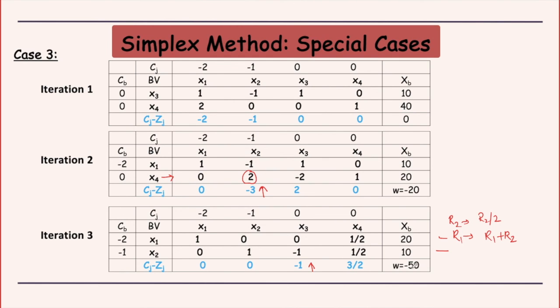In case of a minimization problem, you would say it is unbounded from below, because you can make it as small as you want to. In case of a max problem, you would say it is unbounded from above. So is this case clear?